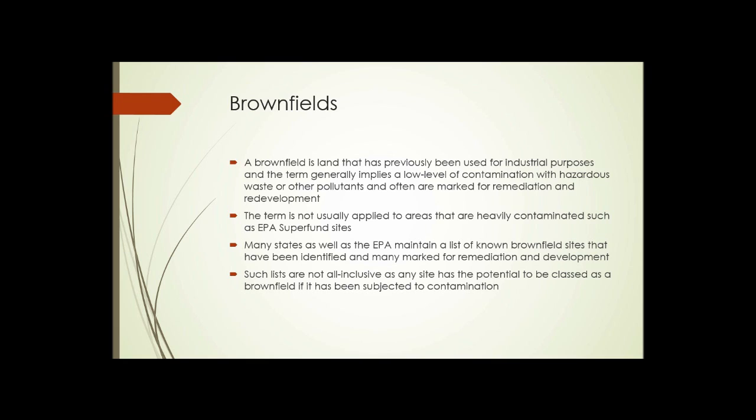Now, as promised, we're going to spend much of the rest of this unit talking about brownfields, as they can be prevalent in areas where we might want to practice urban agriculture. So what is a brownfield? A brownfield is land that has previously been used for industrial purposes. That's the main part of the definition.